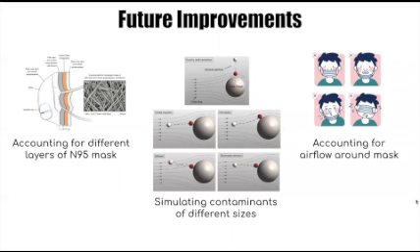There are a couple of ways that this simulation can be improved in the future. The first is to account for the different layers of the N95 mask. The N95 mask is actually made of 4 different layers, and it would be interesting to see how the particles react with each of these different layers rather than averaging them all together. The second would be to simulate contaminants of different sizes, because the diffusivity of the particles actually does depend on the size of the particle. It would be interesting to see smaller particles and then larger particles and compare them.